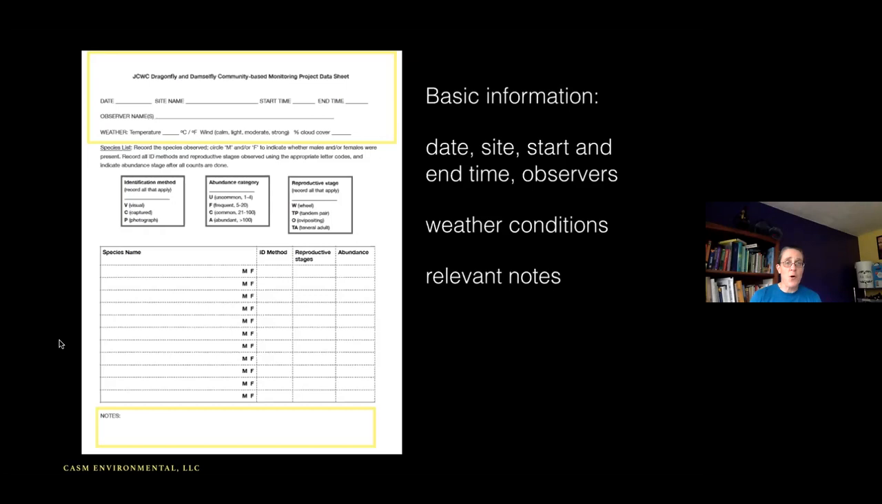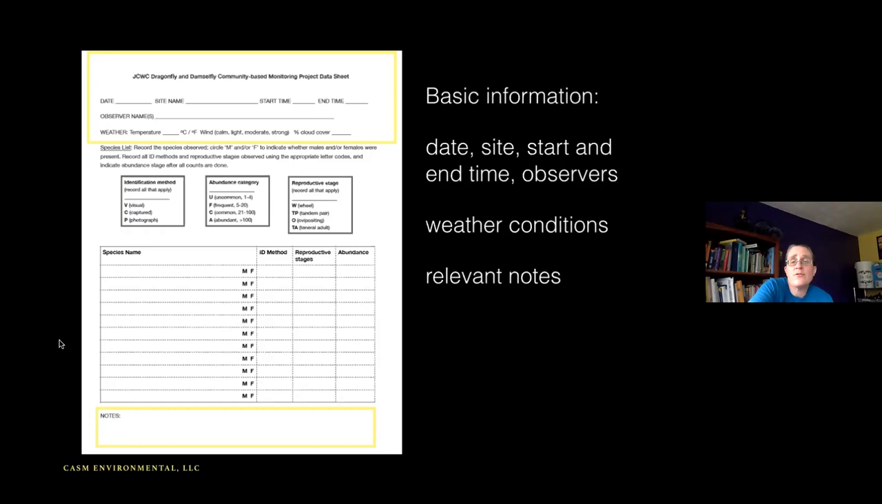The names of the observers, and that can even just be your first names, as long as we don't have a lot of overlap of first names among surveyors. What the temperature was; note if you recorded that in Celsius or Fahrenheit. Was the wind calm, light, moderate, or strong? And a rough estimate of the cloud cover. Totally sunny, totally overcast, in which case you shouldn't be surveying, 10%, 25% cloud cover, like that. So basic information, weather conditions, any relevant notes, like the water level is really high, or there's a new beaver dam, or maybe other wildlife that you saw.